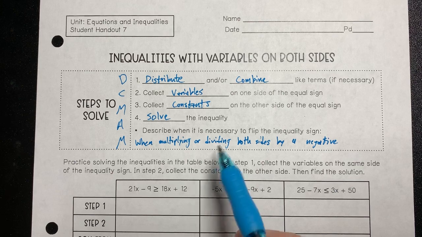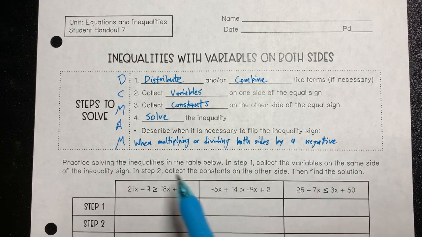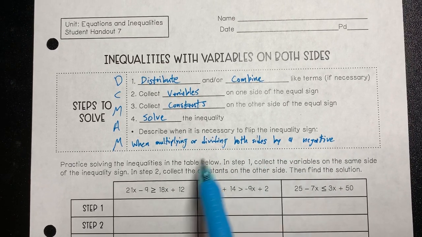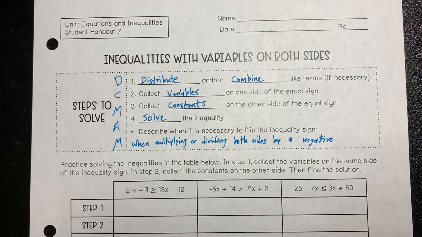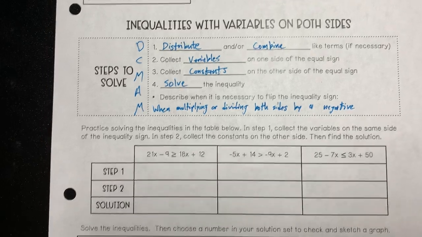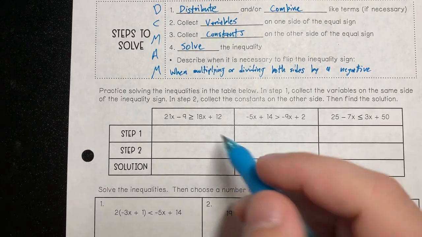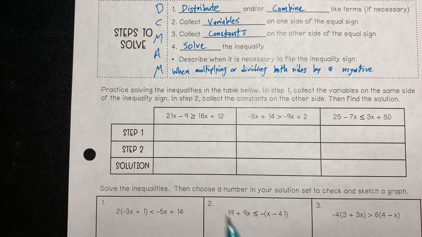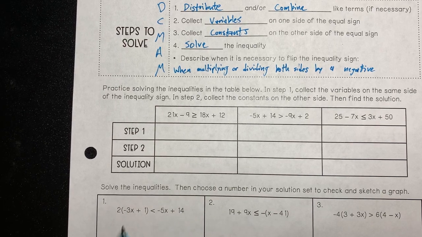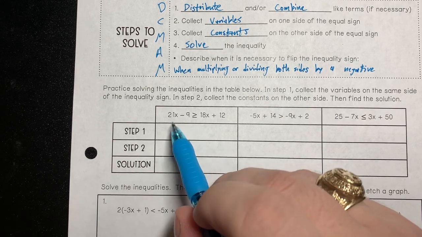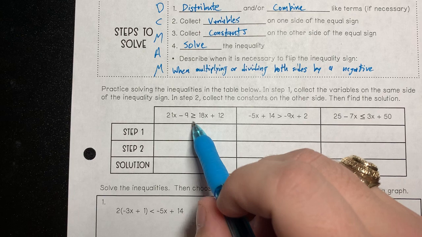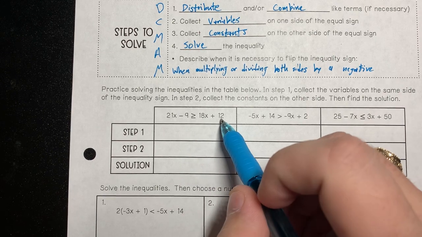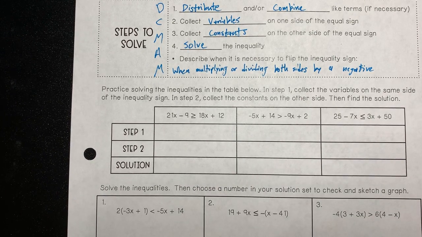And then describe when it is necessary to flip the inequality sign. We only flip the inequality sign whenever we multiply or divide both sides by a negative, okay? So that's whenever we're gonna flip that sign. All right, so first off, I'm gonna go over this first section right here, and then I'm gonna also hit one of the examples down here. So first off, we have 21x minus 9 is greater than or equal to 18x plus 12, all right?